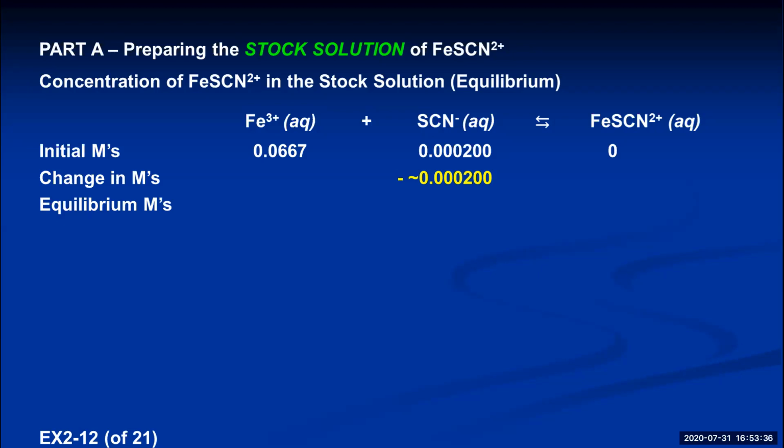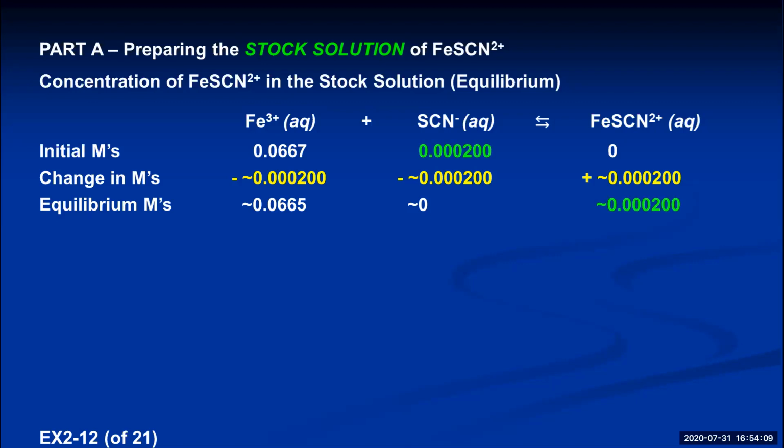Now it has to react in a 1-to-1 ratio with the iron 3 ions, so this is going to be about 0.000200, and it's a 1-to-1-to-1 ratio, so this has to be plus 0.000200. So we're going to have some amount of iron 3 ions in there at equilibrium, which are not going to contribute to any color. We'll have essentially no SCN minus, but here's the key. We're going to assume that we have 0.000200 molar of FeSCN in the solution at equilibrium.